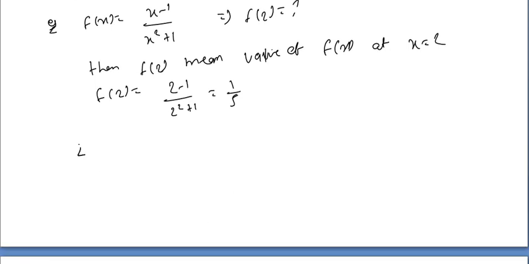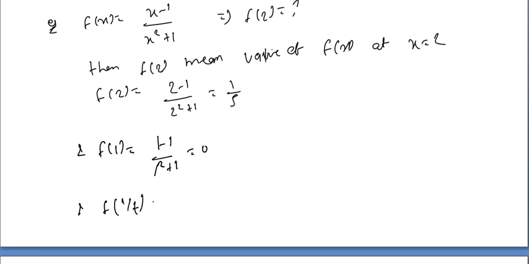Similarly, if you have to find f of 1, that is value of function f of x, where definition of function is x minus 1 divided by x square plus 1, then just put 1 instead of x, that is f of 1 is 1 minus 1 divided by 1 square plus 1 is equal to 0.